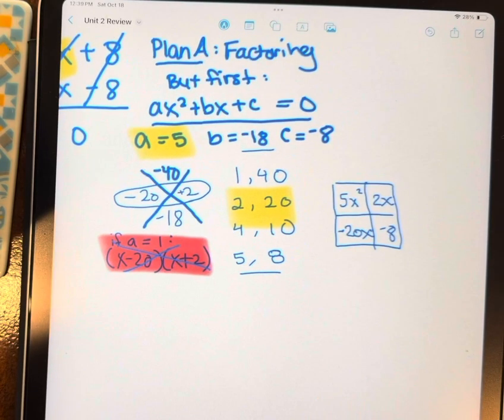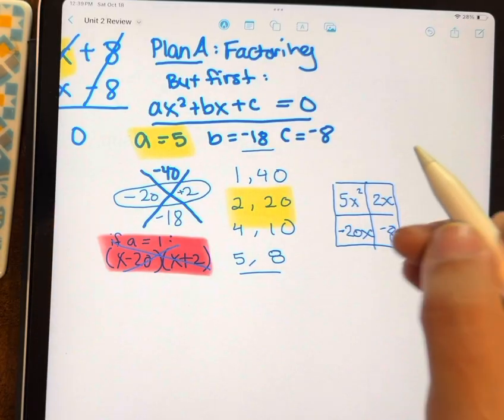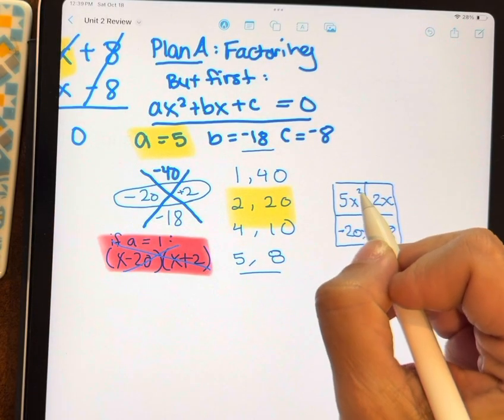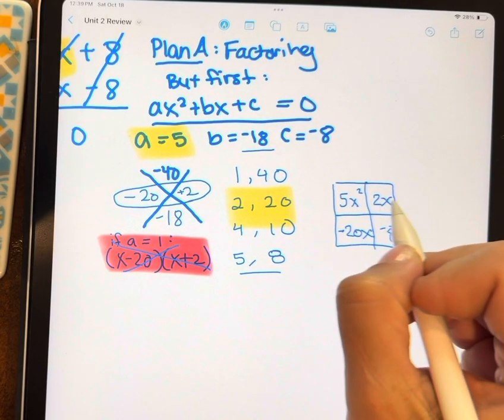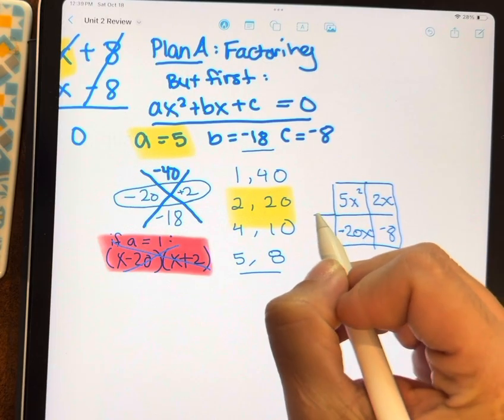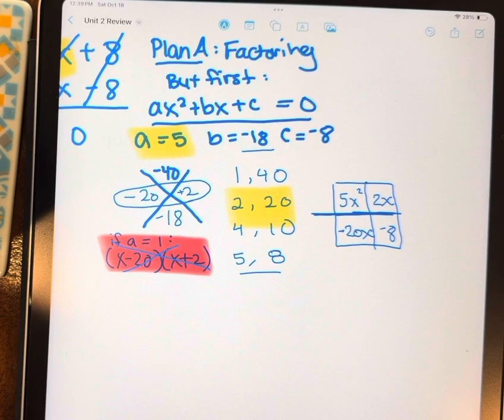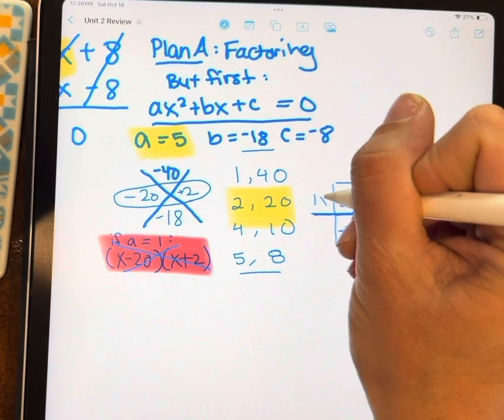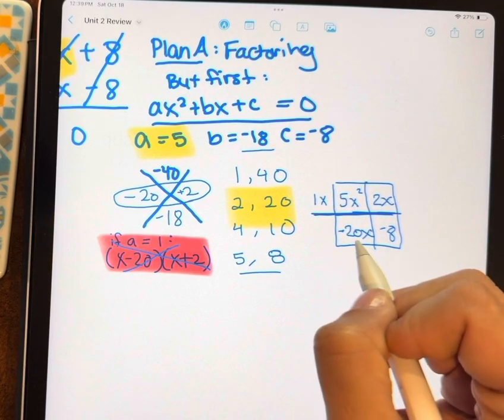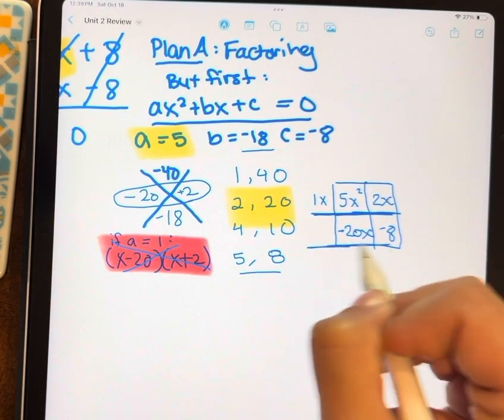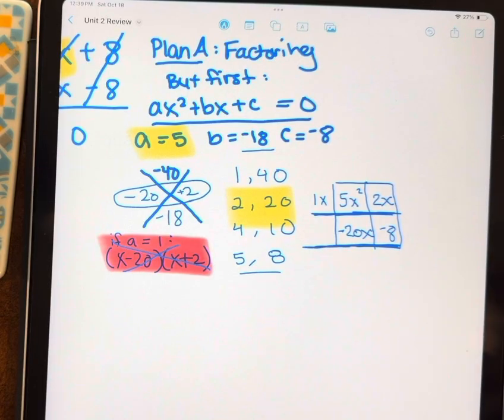Now let's zoom in here. And let's start looking between 5x squared and 2x. So I'm going to look across and I'm going to record my answer right here. What's the most I can divide both of these by? 5 and 2, just 1. X squared and x, x. Okay? Then let's look across here and record our answer right there on that line.